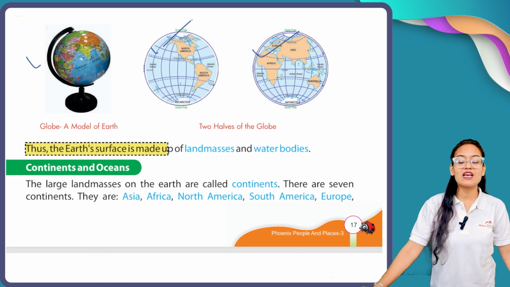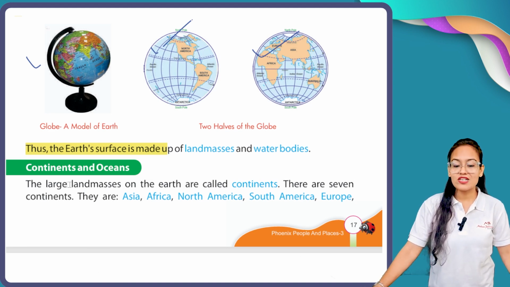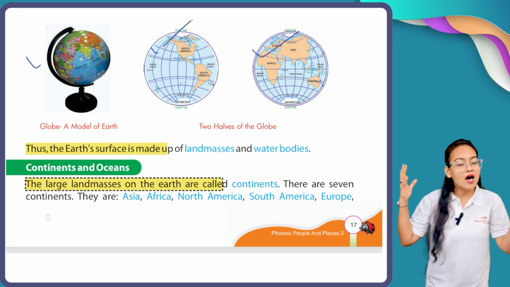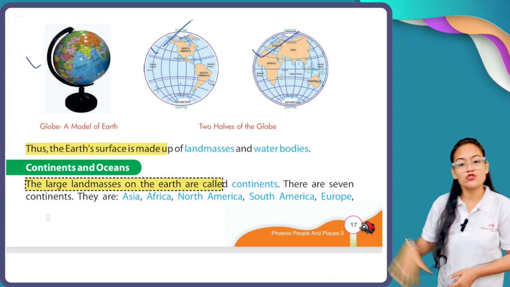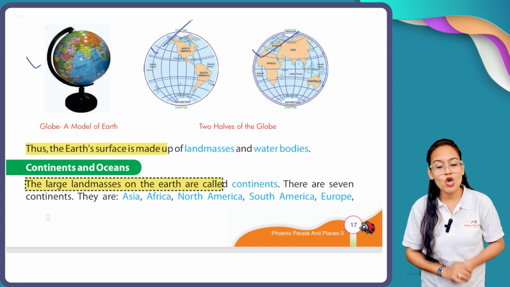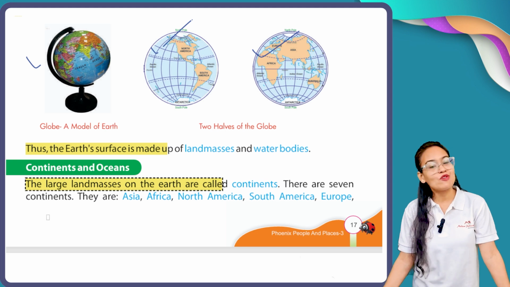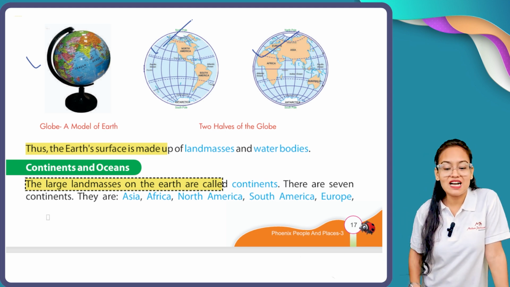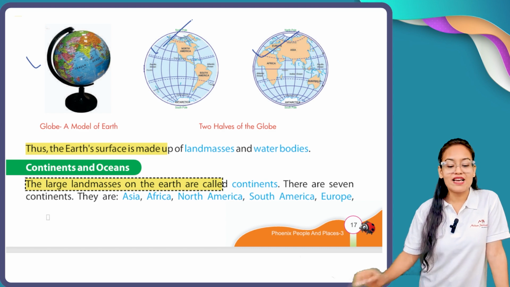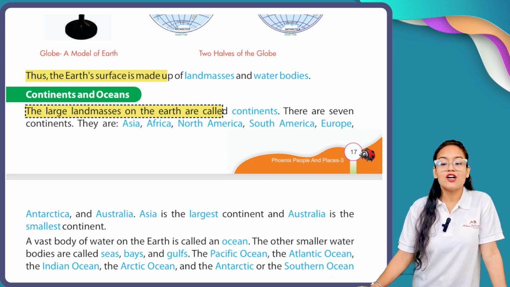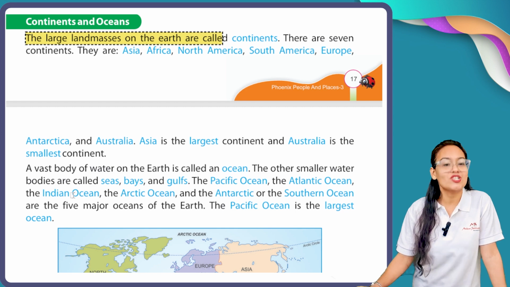Now we are going to talk about continents and oceans. The large land masses on the Earth are called continents. What is the meaning of continent? The large body of land masses present on our planet Earth is termed a continent. In class second you already learned the names of those continents. On our planet Earth there are a total of 7 continents. The names of these continents are Asia, Africa, North America, South America, Europe, Antarctica and Australia.